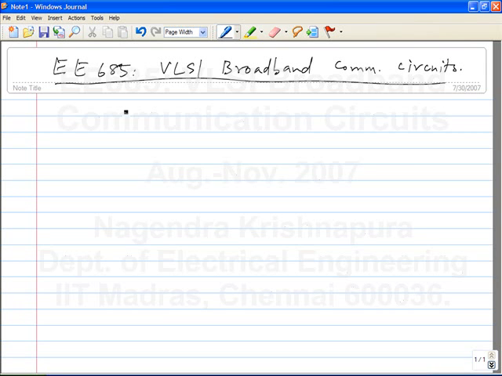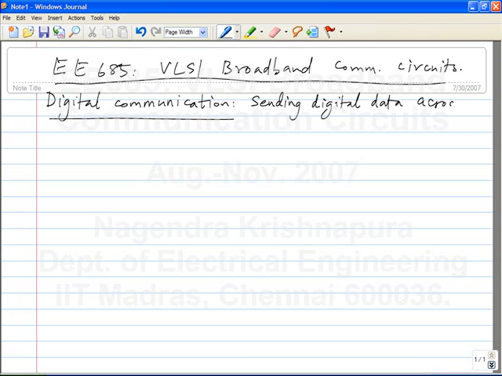So what is this course all about? It says broadband communication circuits. Basically, what we will talk about in this course are circuits that are used for digital communications. And digital communications basically means sending digital data bits from some place to some other place, across the channel, and the channel can be anything.